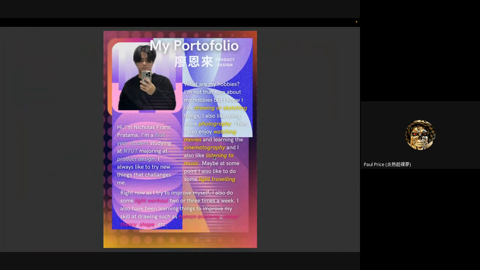Okay, so the introduction about myself. I'm Nicholas Franz Pratama, but you can call me Liao, and Lai in Mandarin. I'm a first year student at NTUT, majoring in product design, industrial design, but my group is product design. About this design that I made, I tried to replicate the paperweight 80s aesthetic, and I think I nailed it pretty well.